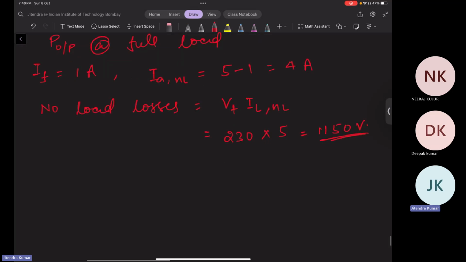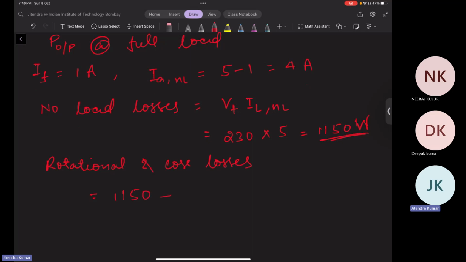Now you can segregate from this 1150 watt how much will be field copper loss, how much will be no load armature copper loss, and after subtracting field copper loss and no load armature copper loss, the remaining losses will be your rotational losses. So rotational and core losses, all magnetic and mechanical losses you can say. So rotational and core losses will be how much?